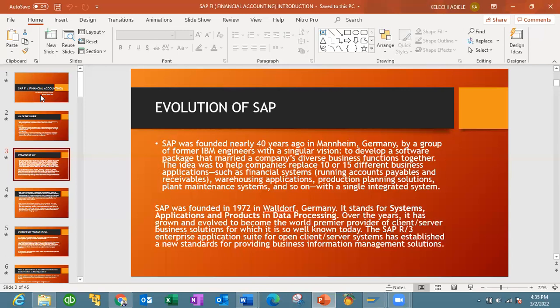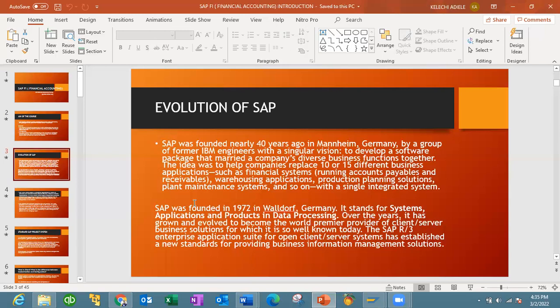The idea was to help replace 10 or 15 different business applications. Basically they were different modules operating in different areas. Bring them into one single integrated system. SAP was founded in 1972 in Walldorf, Germany. It stands for System, Application, and Product in Data Processing. Over the years, it has grown and evolved to become the world's premier provider of client-server business solutions, which it is known for today.